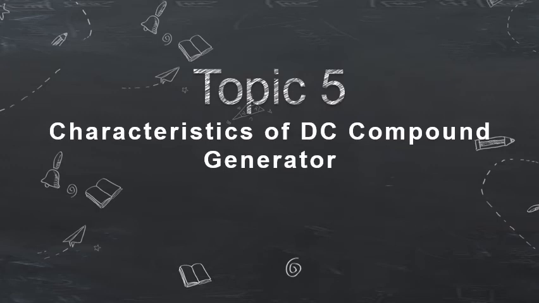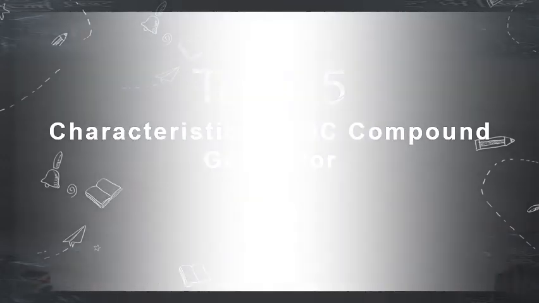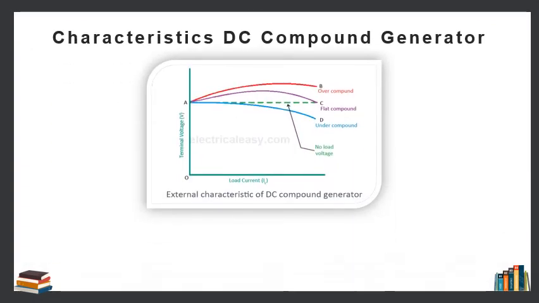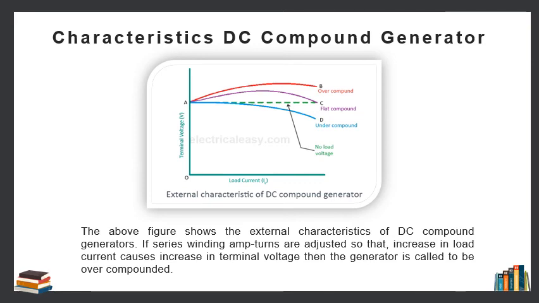The next topic is the characteristics of DC compound generator. So this is the characteristics for DC compound generator, or we can say the external characteristics of the DC compound generator. The characteristics curve AB is known as over compound, AC is known as flat compound, and the green dotted line represents the no load voltage, and the blue line AD represents the under compound. These characteristics are plotted between the terminal voltage V and the load current IL. The above figure shows the external characteristics of DC compound generator.